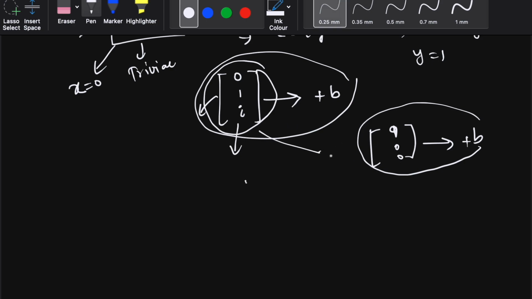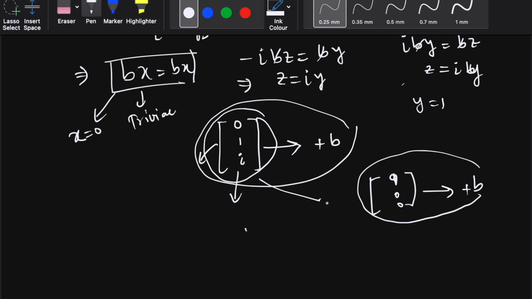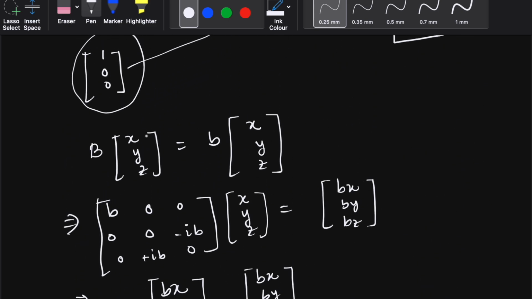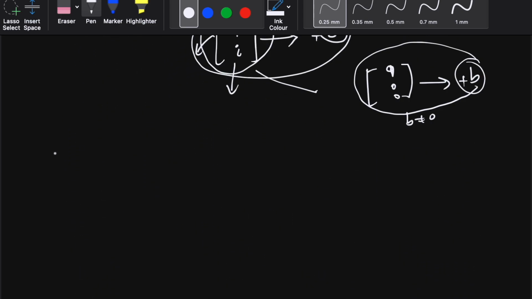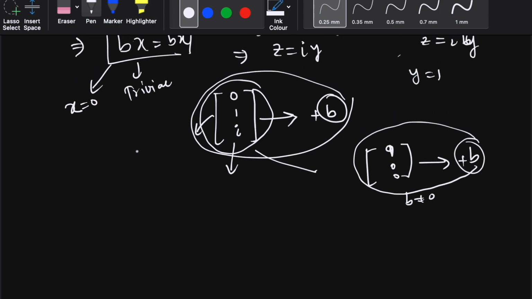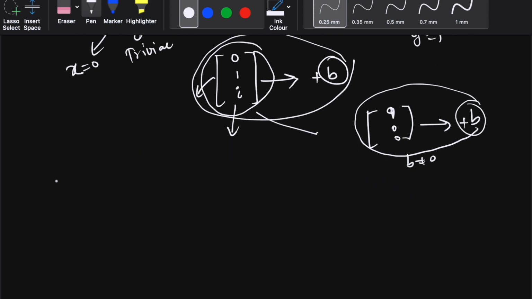That means these two linearly independent eigenkets have the same eigenvalue b. That means this b is also degenerate. Now let us check the third eigenket.